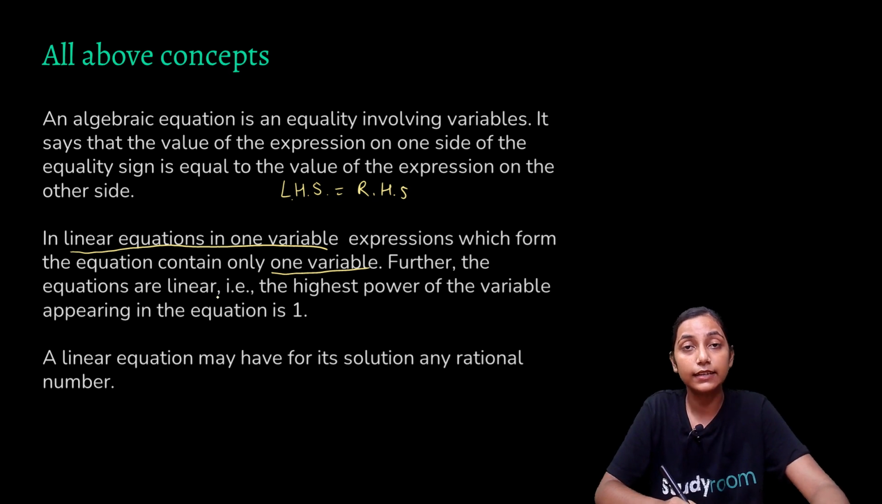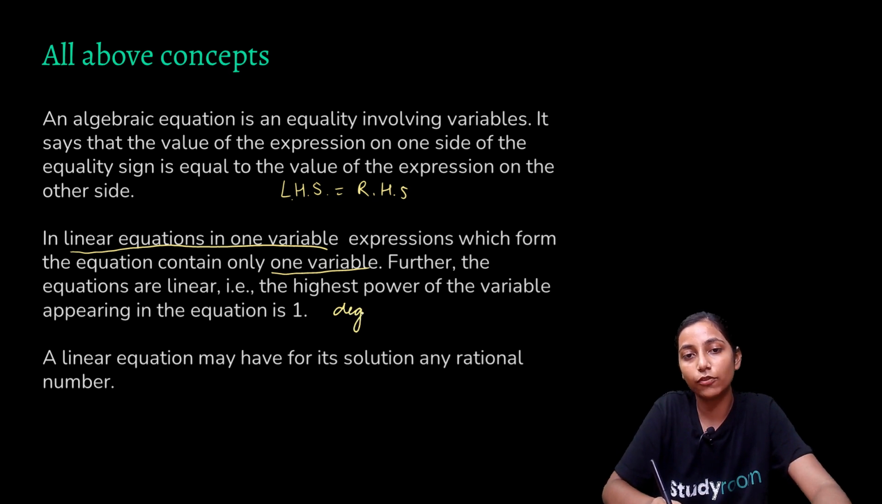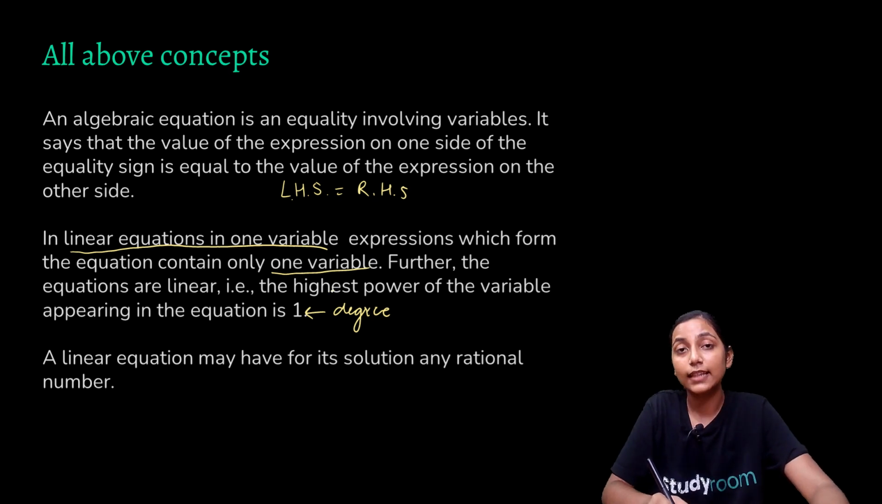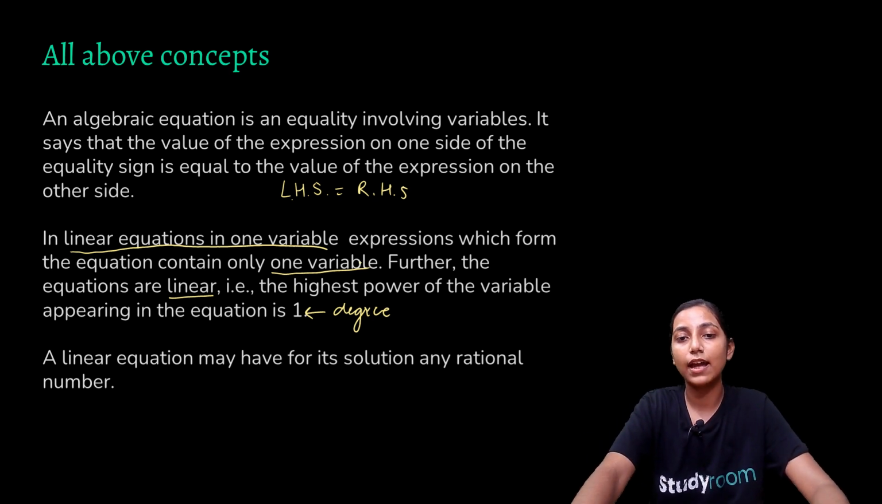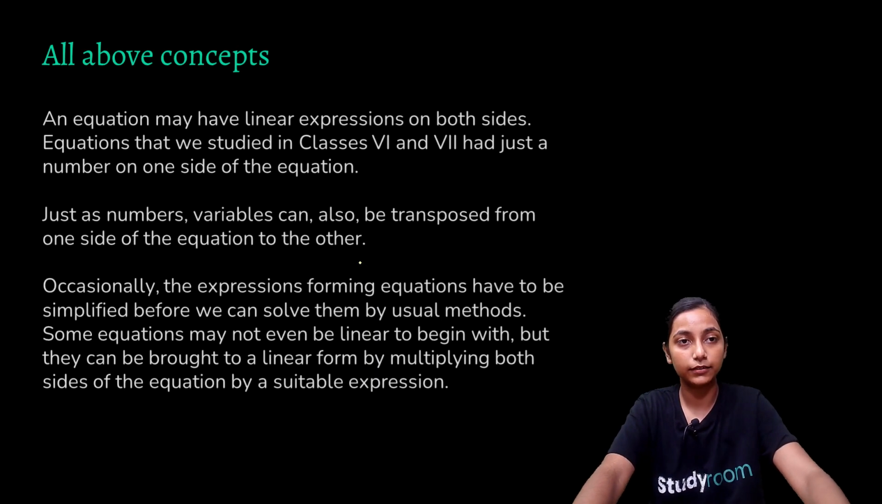Further, the equations are linear. Now, why are such equations called linear? Equations are called linear when the highest power of the variable appearing in the equation is 1. That is, if the degree of the variable in that equation is 1, then such an equation is said to be a linear equation, because the highest power or the degree of the variable is 1. A linear equation may have for its solution any rational number. We concluded this also, that a linear equation can have its solution as any rational number.